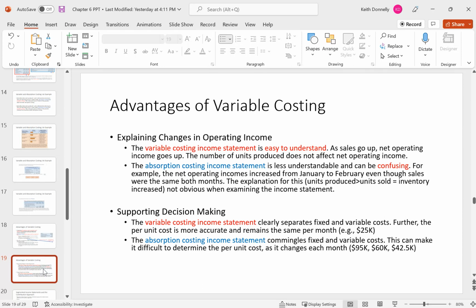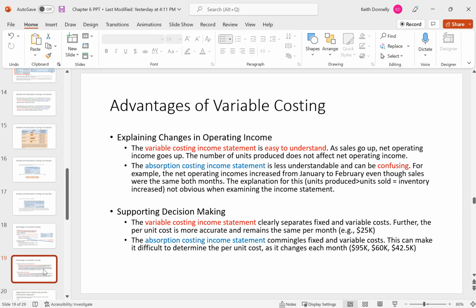Another item here: the variable costing income statement is going to be a little bit easier to pick up and understand if you're an internal person. As our sales go up, our income is going to go up. Basically, the units produced aren't going to affect our operating income. Absorption costing is a little bit more difficult to pick up and understand.